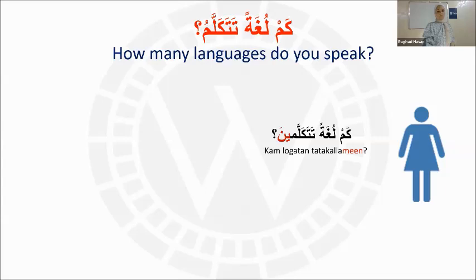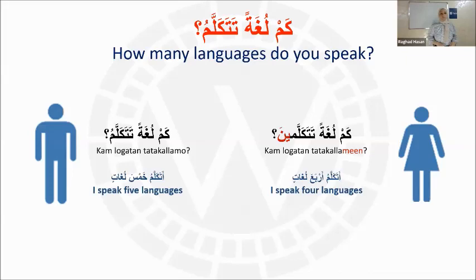أتكلم أربع لغات. And as you see here, أتكلم means I speak. أربع لغات. I put لغات here, ممتاز, because from 3 to 10, it takes a plural. So لغة, لغات, right? So أتكلم أربع لغات. كم لغة تتكلم؟ For a masculine, كم لغة تتكلم؟ أتكلم خمس لغات. The same here, I put لغات because خمسة takes a plural. أتكلم خمس لغات.